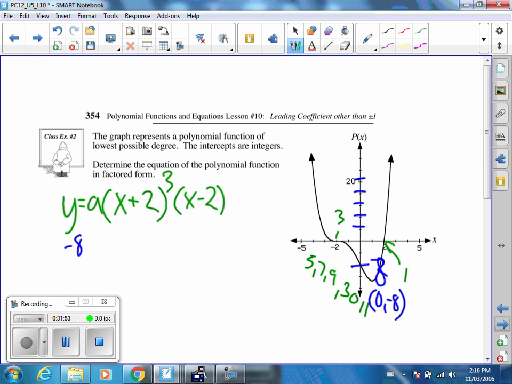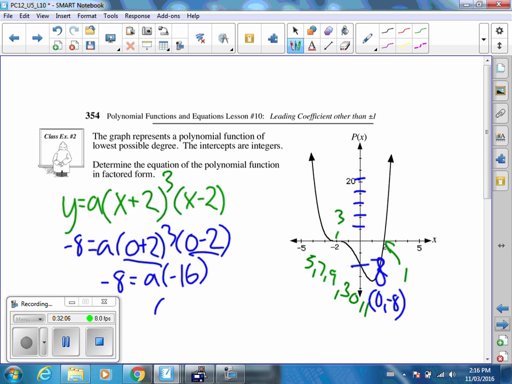So negative 8 equals a times (0 plus 2) cubed, (0 minus 2). Well, 2 cubed is 8, times negative 2 is negative 16. Negative 8 equals a times negative 16. A equals 1/2. Bada bing, bada boom. So there we go, all done.